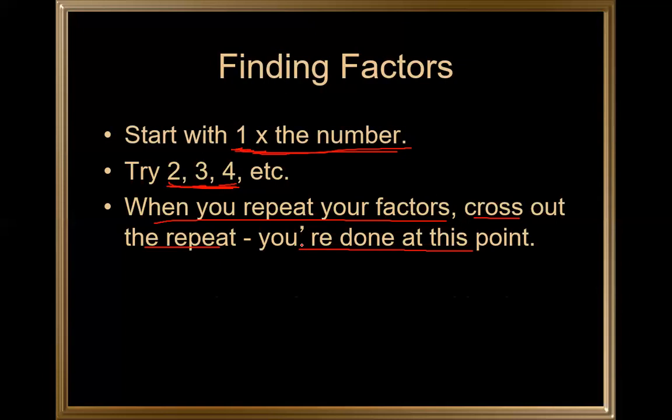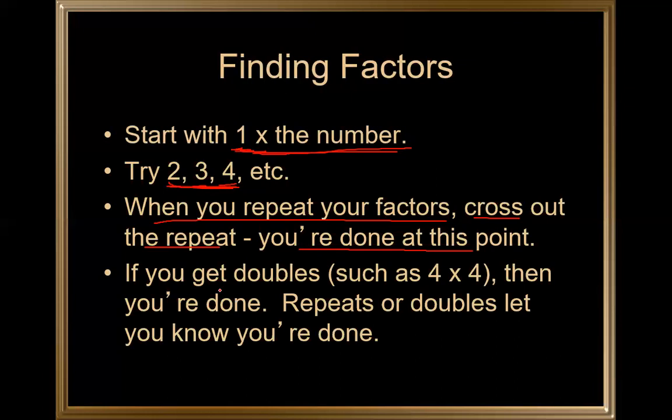So your factors have come now. Or when you get the doubles such as 4 into 4, 5 into 5, 6 into 6, 7 into 7, then it means that you are done. You have found your factors. So repeats or doubles let you know that you are done. These repeats and doubles make you understand that we will not find more factors, because till here it has been done.